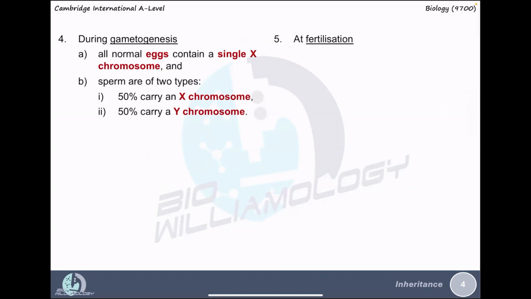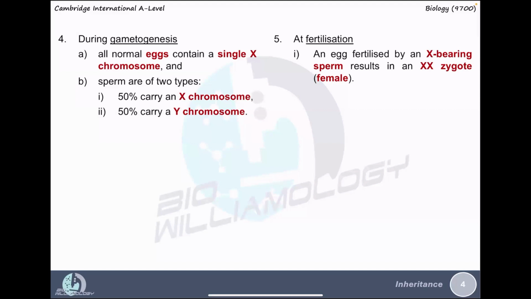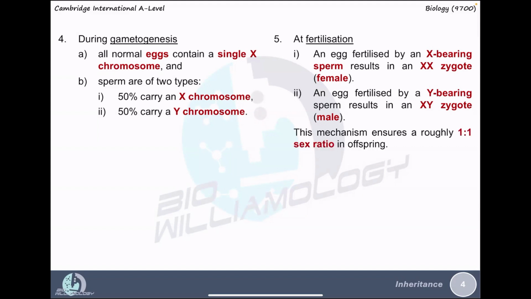So at fertilization, an egg fertilized by an X-bearing sperm will result in a double X, or XX, zygote, which forms a female. However, an egg fertilized by a Y-bearing sperm results in an XY zygote, which forms a male individual. So this mechanism ensures a roughly 1-to-1 sex ratio in the offspring.